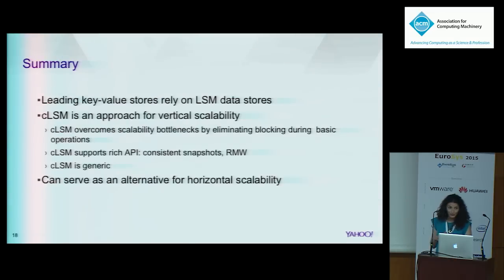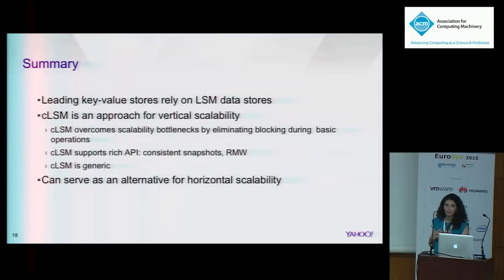Okay, to summarize, leading key-value stores rely on LSM data stores to serve their requests mainly from memory. cLSM is a new approach for improving scalability by exploiting multicore hardware. This is why we tend to call it vertical scalability. cLSM overcomes scalability bottlenecks by eliminating blocking during basic operations. Get operations never block, and put operations only block for short periods of time before and after a merge operation. We support a rich API, including consistent snapshots and read-modify-write.